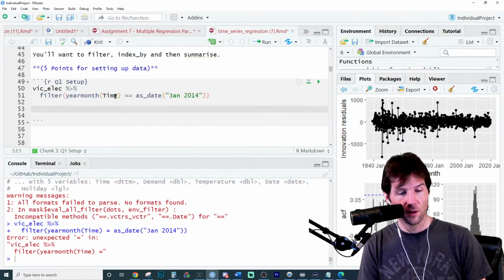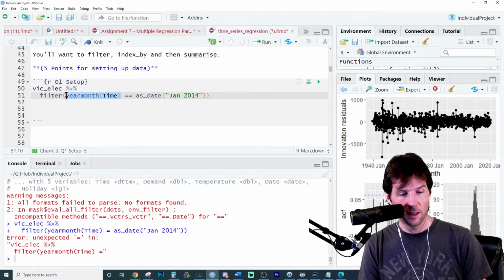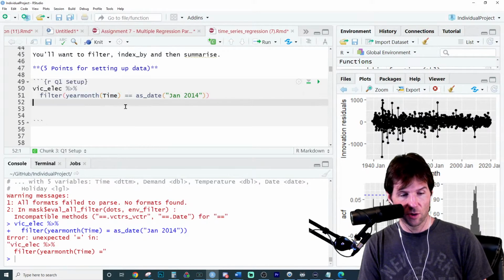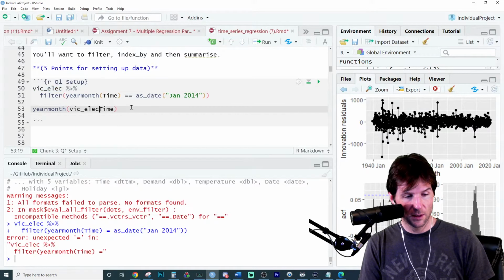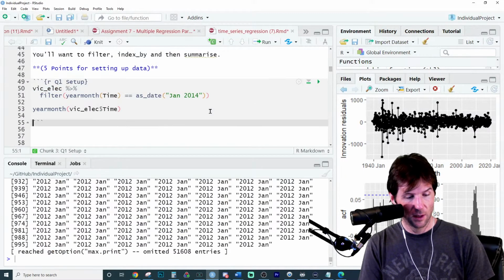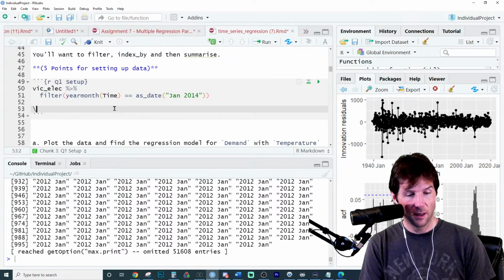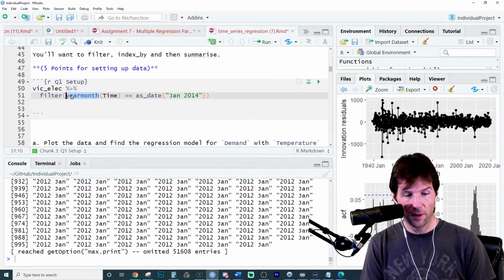And so year month on time. That should take out the year month. Okay, let me make sure it's liking that. And let's see if it's working on it. Always do your code in little bits. Okay, it is working. And so now it's mad about this.